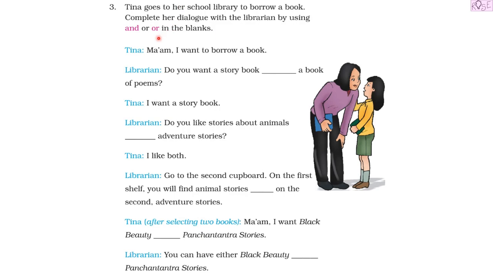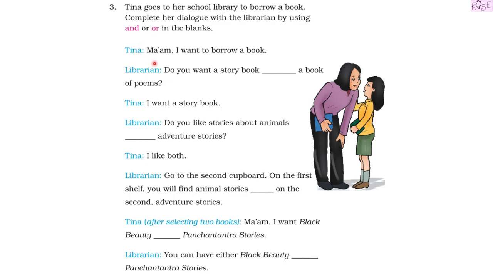Or is used when an option is given. I will eat either momos or burger. So now I am saying I'll just eat one thing, either momos or burger. So or is used when an option is given to us. That's how we are going to use them in these blanks.